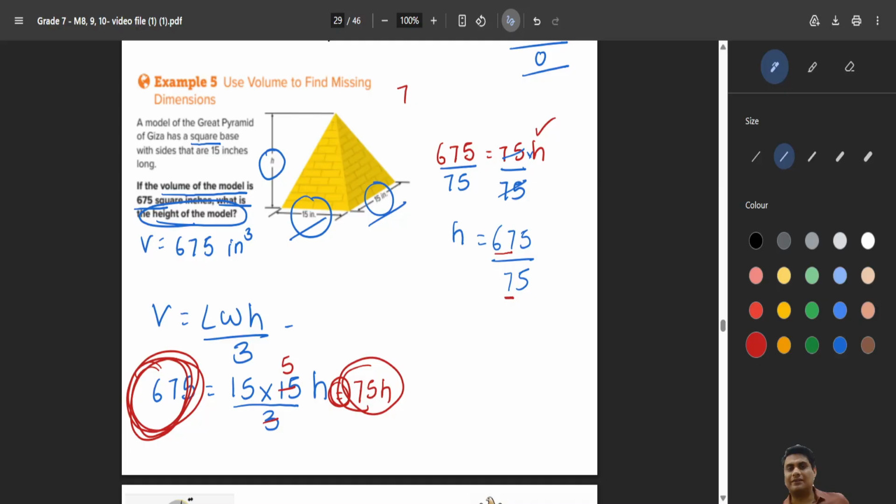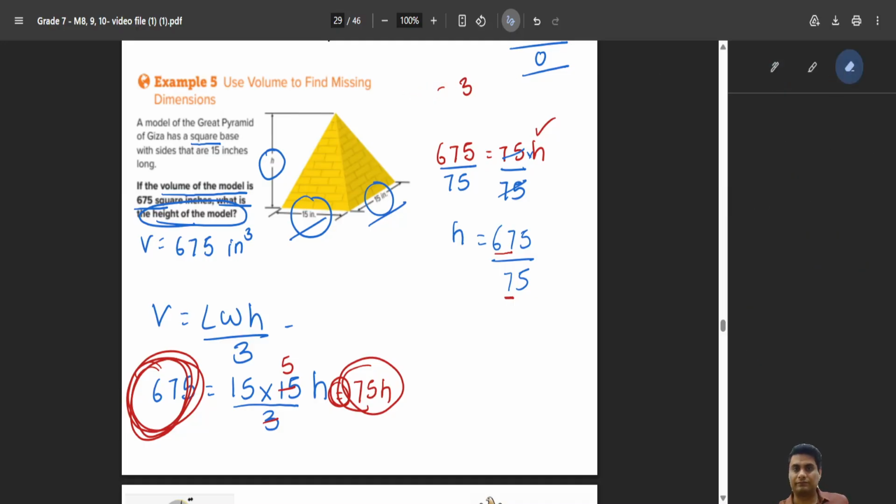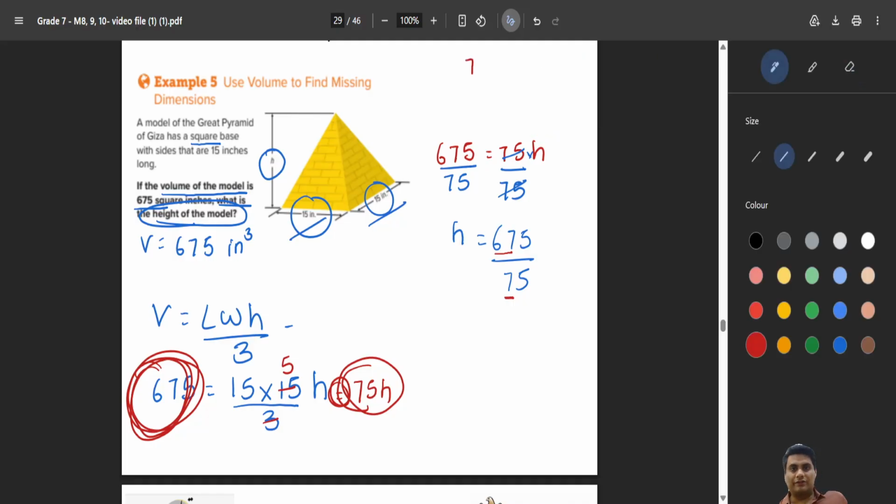7 times 9 gives you 63, correct? So what will I do? First of all, I will try 75 times 9 and I will see whether I get this number or no. So let us do it, wait, here. We'll do it here only. So 75 times 9. 9 times 5 is 45. So 5 here, 4 up. 9 times 7, 63. 63 plus 4, 67. Oh, I got the same number. It means 675 divided 75 will give me 9. So my height here is 9 inches.